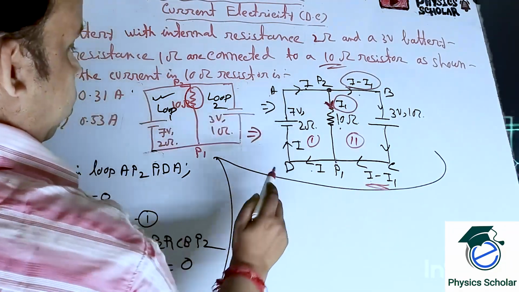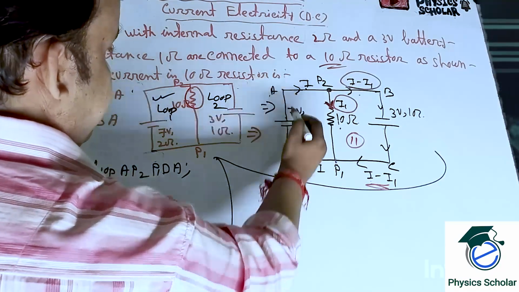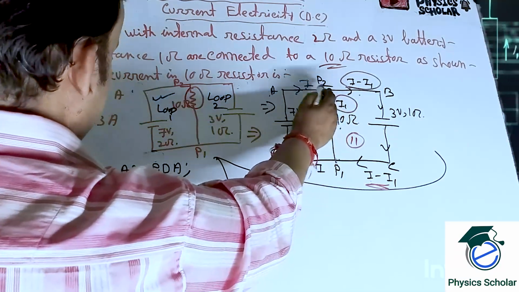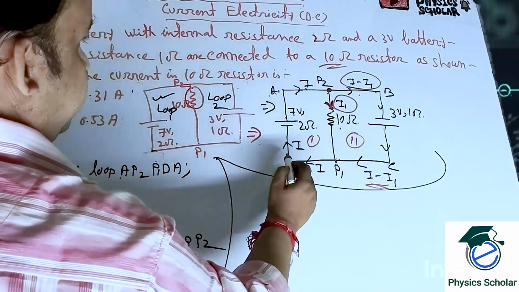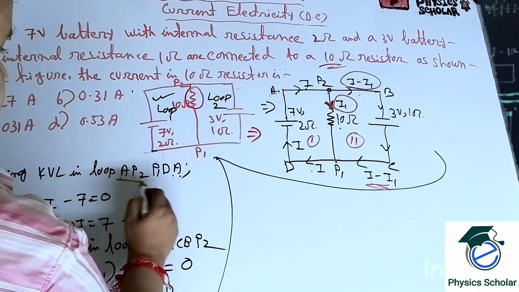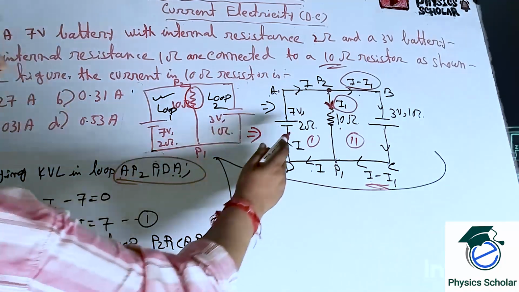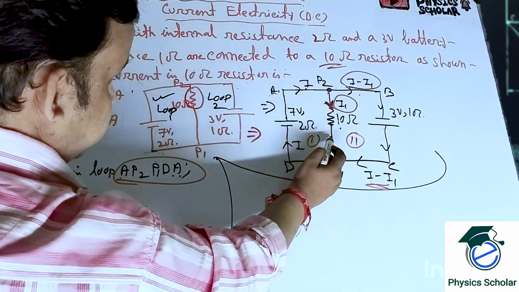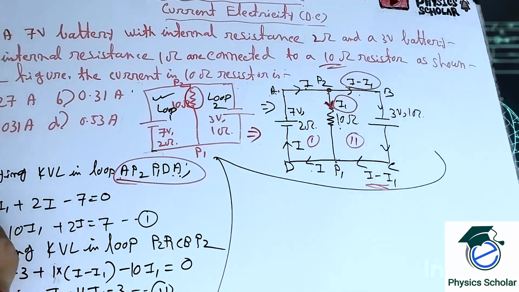Always we have to take a closed loop. So from here A, P2, P1, D, A, a closed loop. That means loop number 1 we are taking. Here the current is flowing in the same direction, clockwise. So 10 I1.